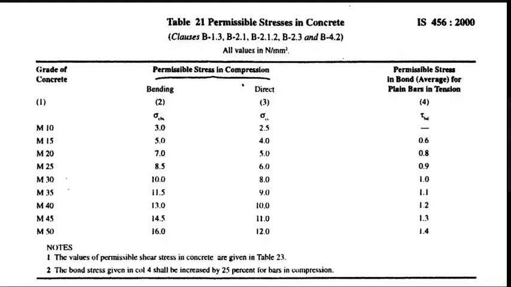Last step, for the given concrete, check the bending stresses. Go to the permissible limit. The stress is P upon A plus M upon Z. If I have got 7, it should be lesser than 13 for the M40 grade, like this.